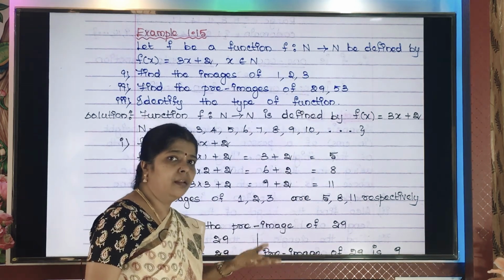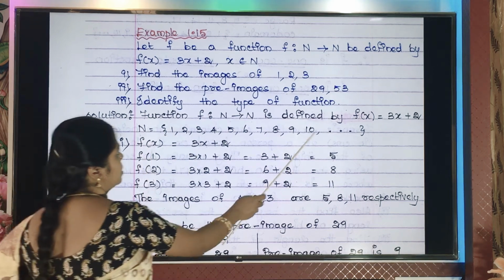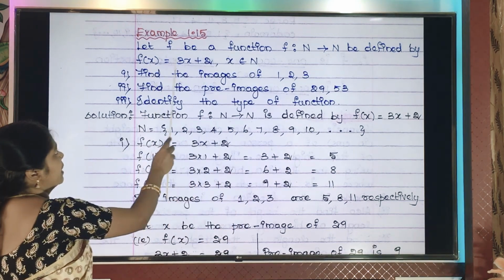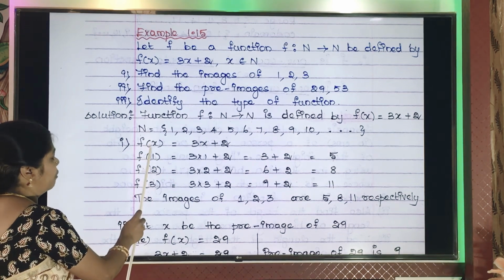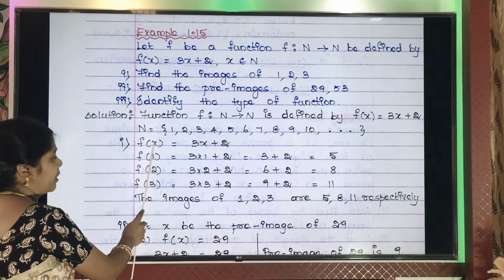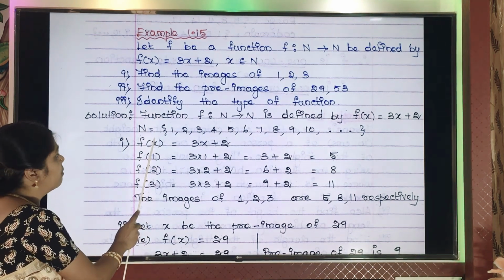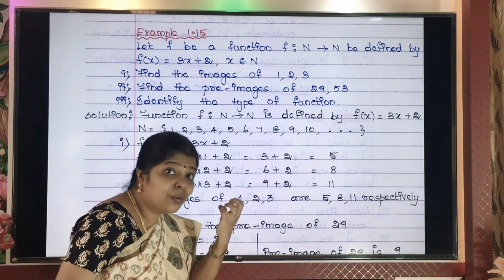Are you all ready? Yes. Now you write f of x is equal to, what is the rule given here? F of x equal to 3x plus 2, isn't it? So write that f of x equal to 3x plus 2. Now in the place of x, what are we going to write? We need to take numbers from the natural numbers.